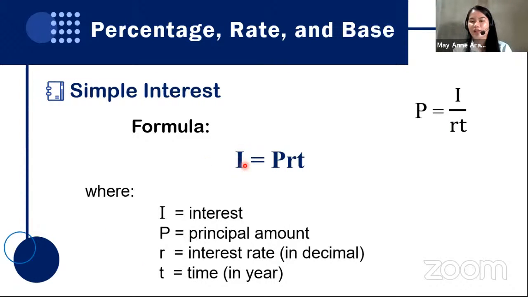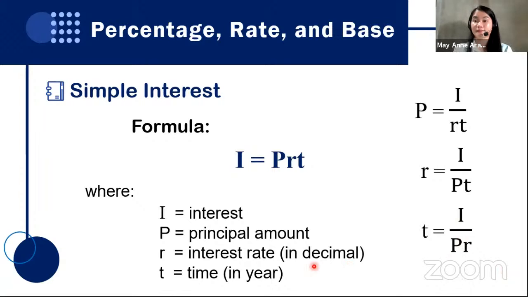We can also derive other formulas from this formula. So if we need to solve for the principal amount, you just divide the interest by the product of the rate and time. And if we need to solve for the rate, just divide the interest by the product of the principal amount and time. And last, we need to solve for the time. Just divide the interest by the principal amount and the rate.